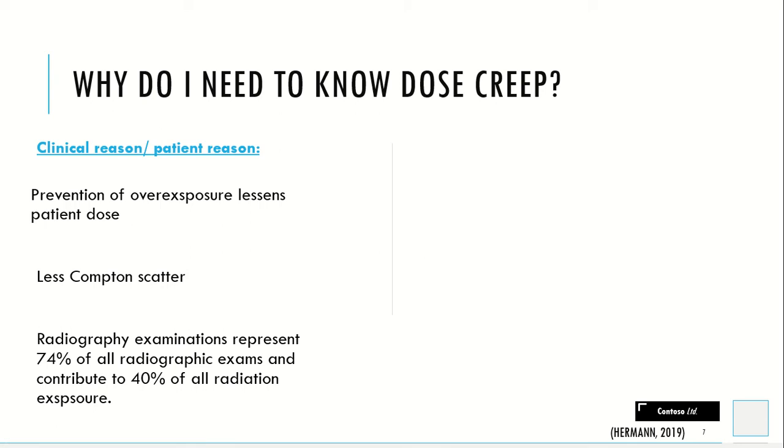Why do I need to know dose creep? Dose creep prevents overexposure to the patient, which lessens patient dose. If we're lessening patient dose, we are also lessening Compton scatter, which contributes to our tech dose. ASRT states, radiography examinations represent 74% of all radiographic exams and contribute to 40% of all radiation exposures.